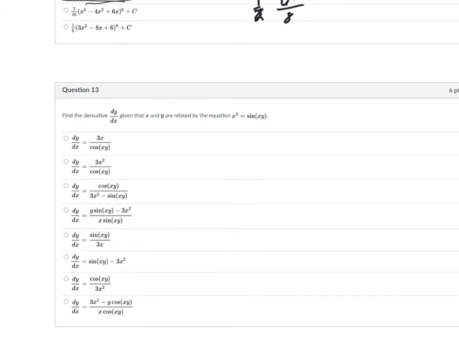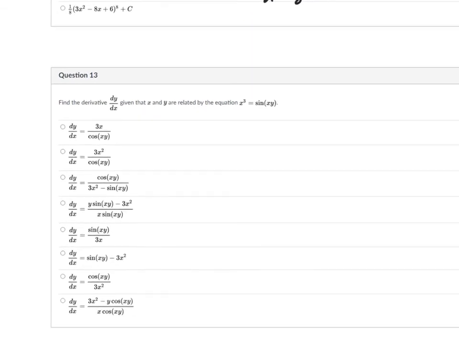Okay, moving on to question 13. We want to find the derivative given that x and y are related by the equation x cubed equals sine xy. Okay, so this one is going to be implicit differentiation, right? So we can go ahead and take the derivative of this, but whenever we take the derivative of y, we'll have to keep in mind that we'll have to put dy dx, right? Okay, so the derivative of x cubed is very easy. We just have 3x squared, and that's going to be equal to sine, okay?